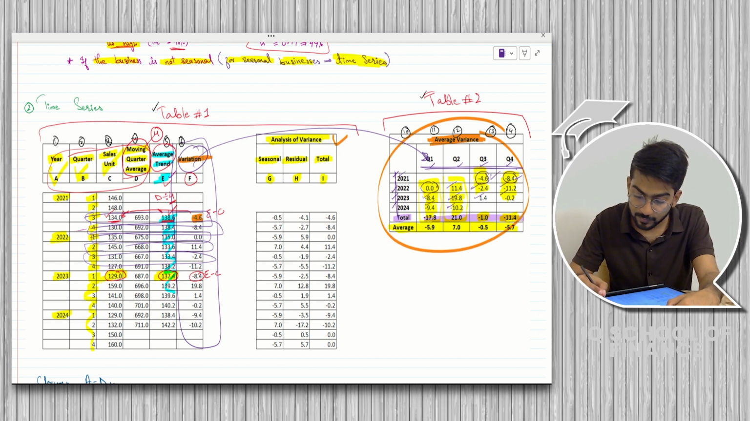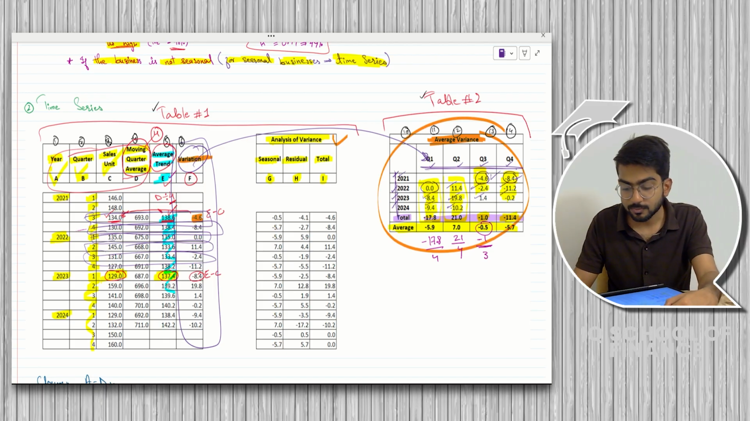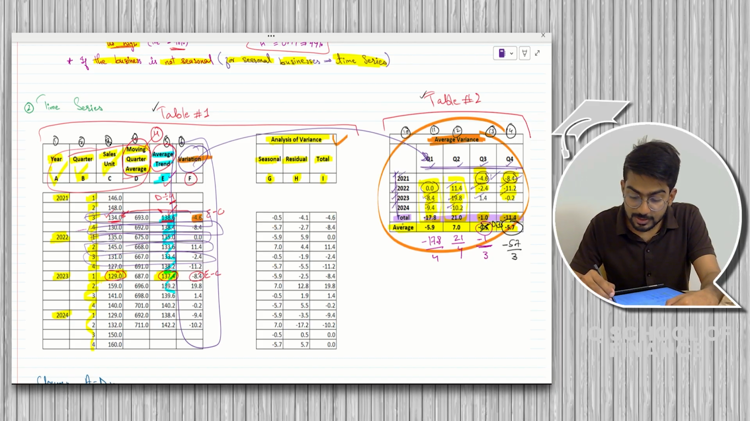Like for here we have 4 values, so what would we do? 17.8 divided by 4, 21 divided by 4, -1 divided by 3. Okay, so why has it given me 5? Okay, let me check it again. Wait, let me check it. Okay, so here we have a wrong average; that should be -0.33, right? And likewise here we have calculated the average, and it would be -5.7 divided by 3, and then we will get the average. Okay, so what are we going to do with this average?